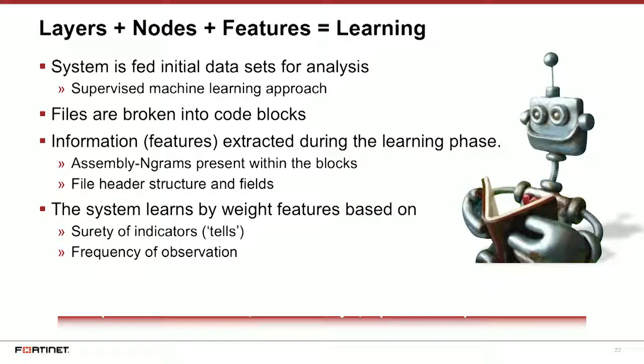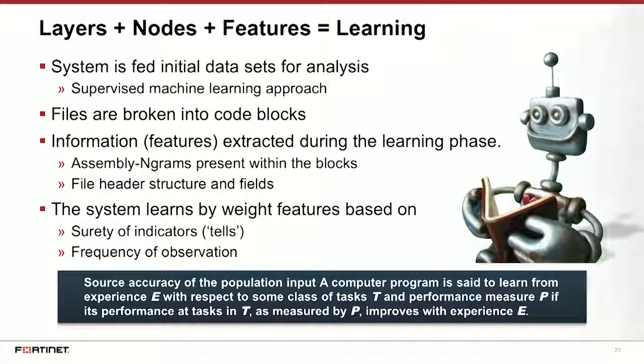because if you get two viruses that are probably using the same function, something may be different. Like they may be using another register, or the memory locations are different, or the function names are different. So anything that could change between those malware needs to be normalized, so we can do feature representation and not end up with a huge search space, right? So the system learns by weighting features based on surety of indication and frequency of observation.